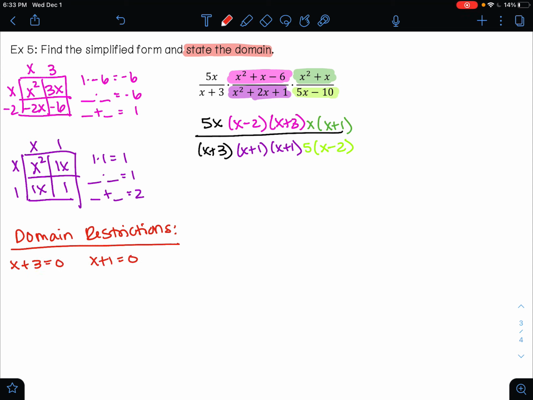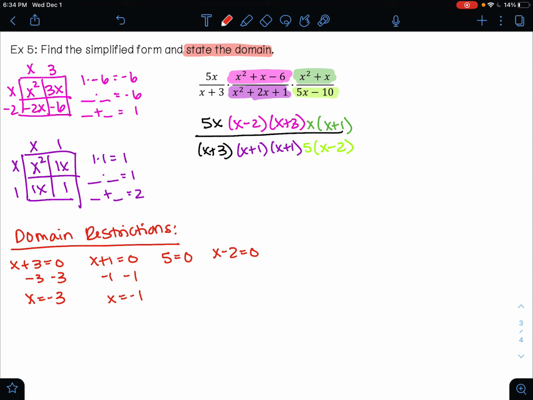Notice how x plus 1 happens twice. We only have to solve it once. It will give us the same restriction. My next factor is 5, so I'll have 5 equals 0, and x minus 2 equals 0. So let's solve each of these. To undo addition, I'll do subtraction and get x equals negative 3. To undo addition, I'll do subtraction and get x equals negative 1.